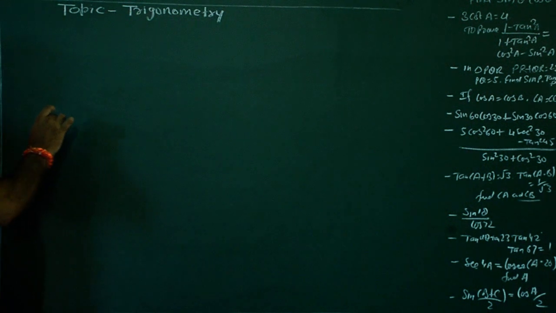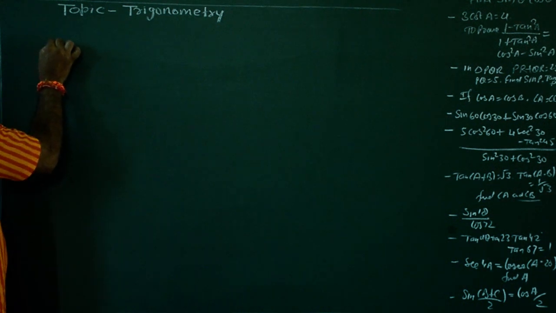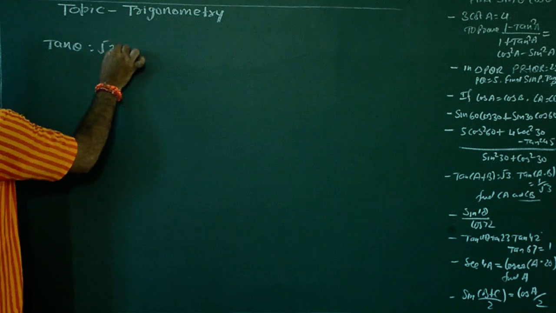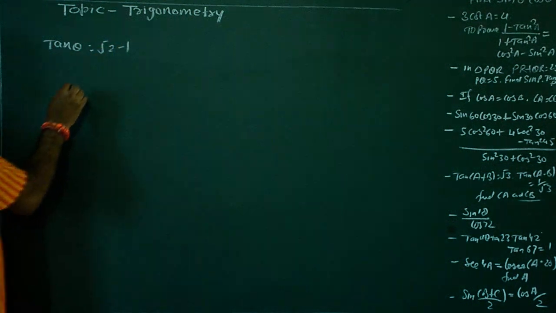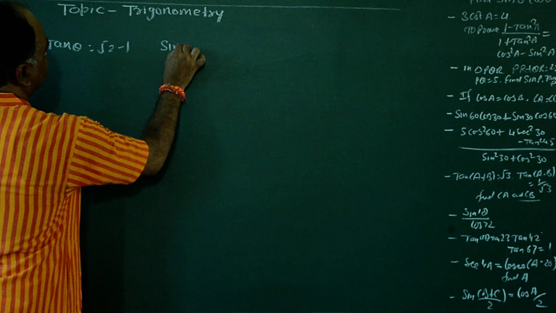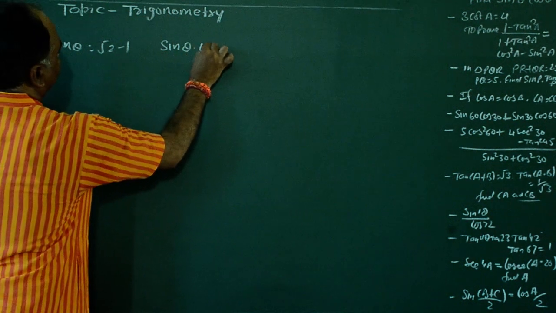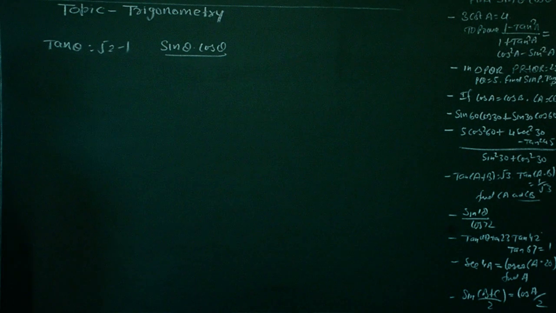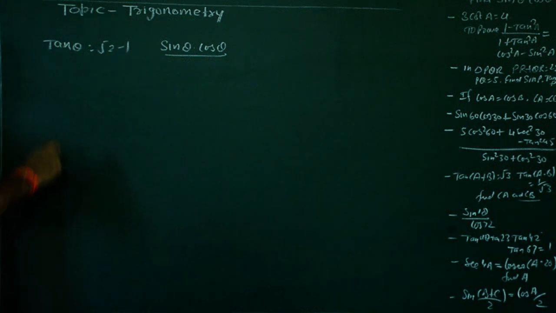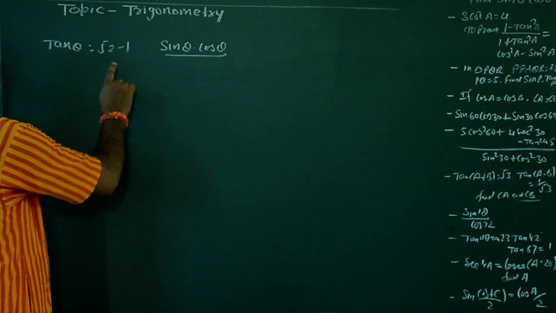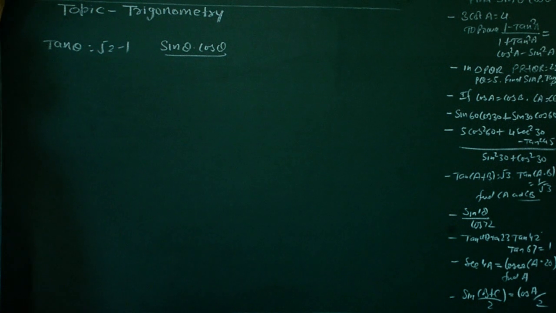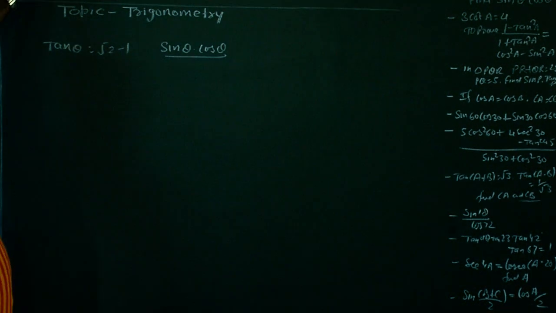There is a question from your textbook: tan theta equals root 2 minus 1. Then you have to find the value of sin theta into cos theta. Dear students, I told you that when we have to find the value of some trigonometric ratios, first we find all the three sides of a triangle.